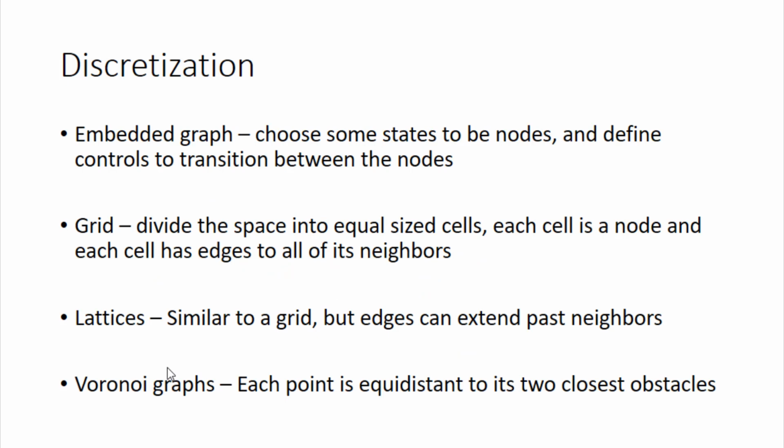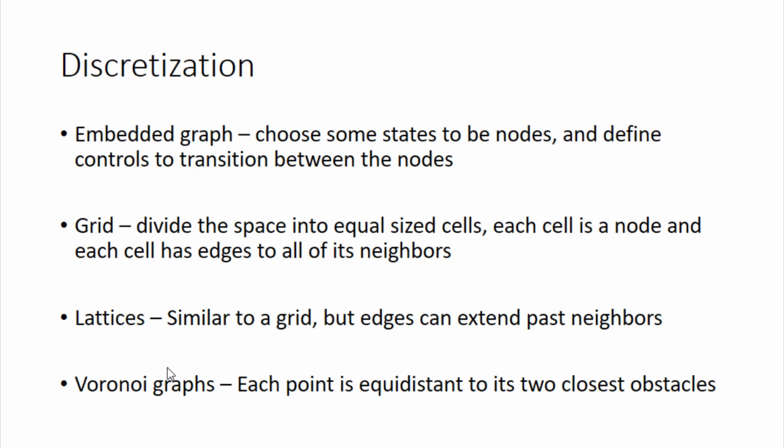So there are many different ways to discretize a space. So the one we just looked at was an embedded graph. So we just choose some states to be the nodes. We define the control that transitions between those nodes, and that allows us to move from the start to the goal. A grid is another way to discretize the space. So a grid is dividing the space into equal size cells, and each cell is a node, and each cell has edges to all of its neighbors.